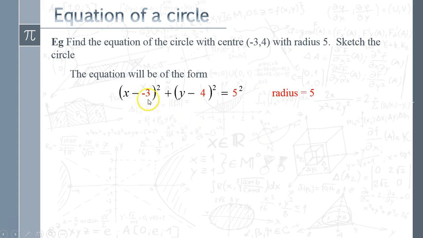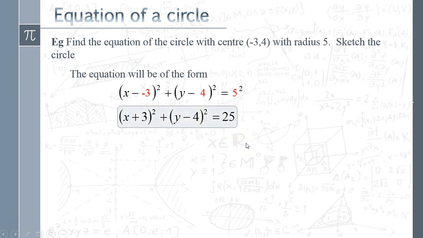So clearly, as we said on the previous slide, we've just got to tidy this one up a bit, and that gives us (x + 3)² + (y − 4)² = 25. Right, so the next thing we're going to do now is the sketch, and what I'm going to do is just pop this on the screen and then talk a little bit about what we're seeing.